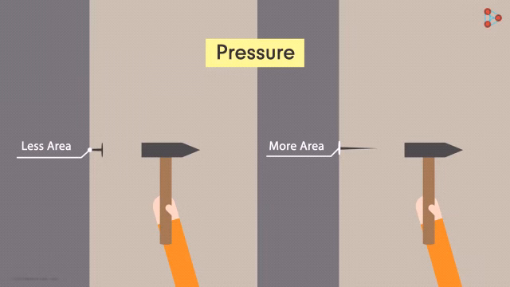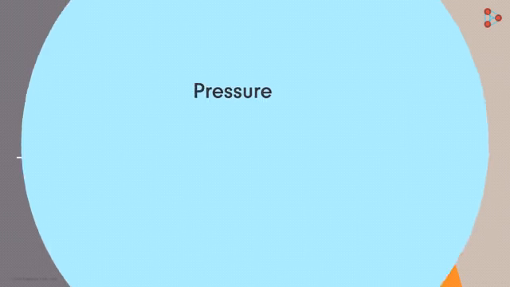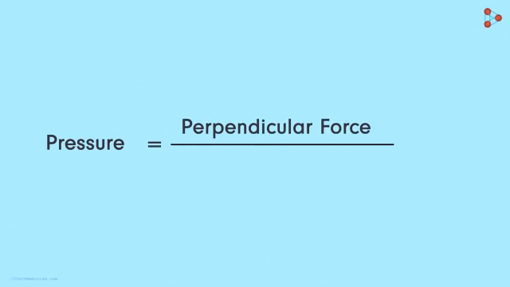We will understand this in detail, but first let us define pressure. We define pressure as the perpendicular force acting on the surface of an object per unit area on which it's acting. It's easy. Force acting per unit area.